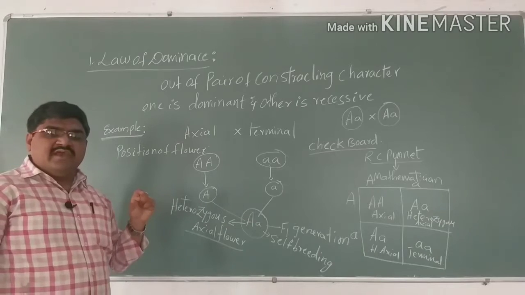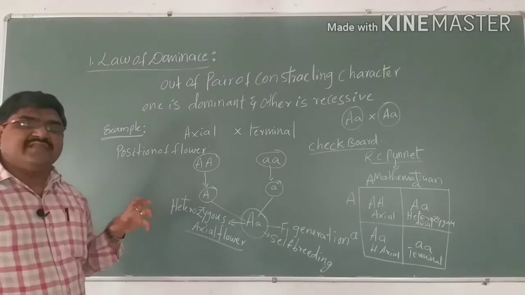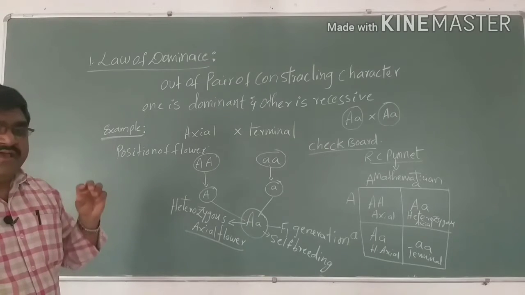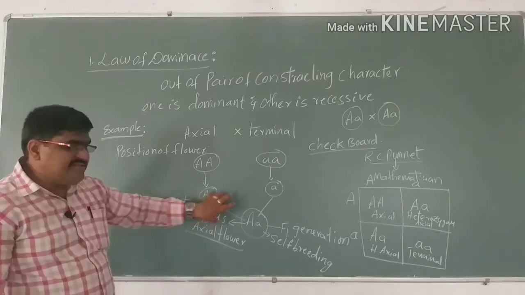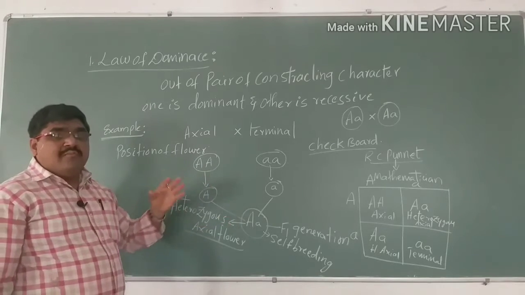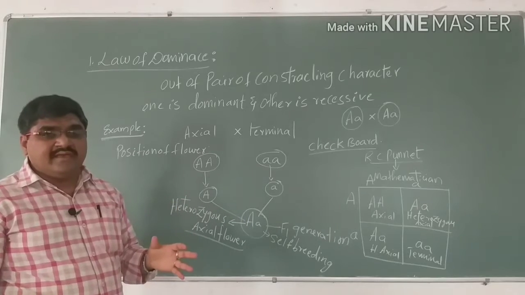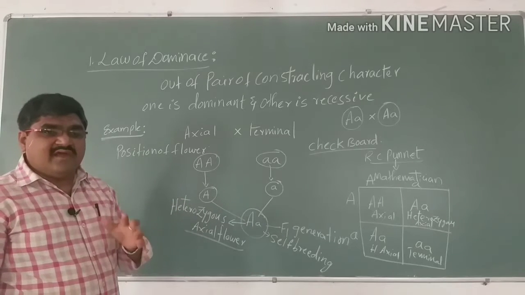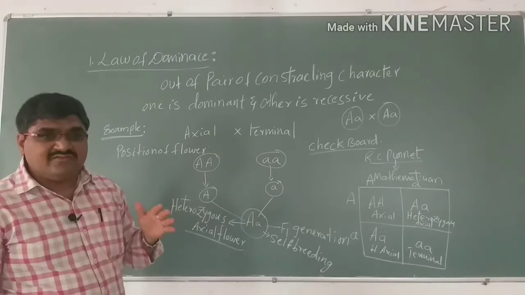Here these are the different pairs of contrasting characters. Mendel took 7 contrasting characters. Out of these, if you take any of them, the dominant character will express the dominance only. The recessive character cannot express over the dominance, and then we call that the recessive character.